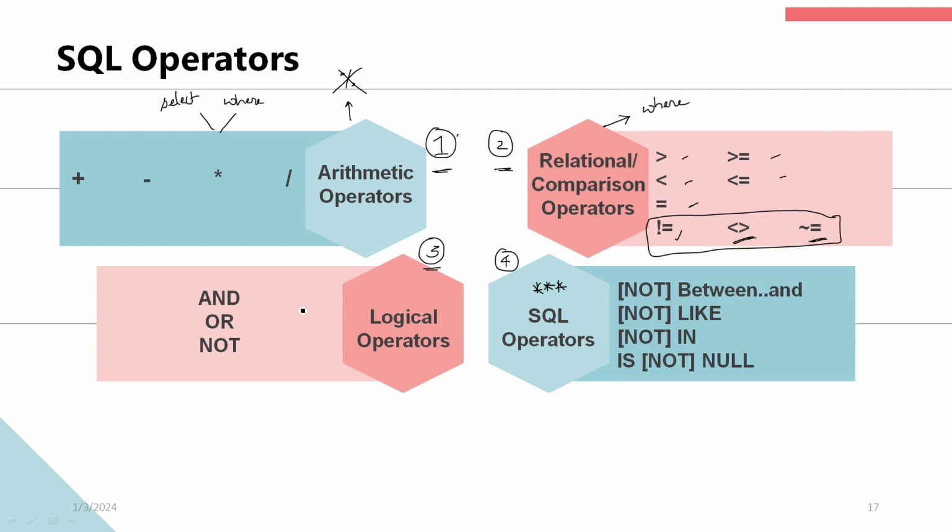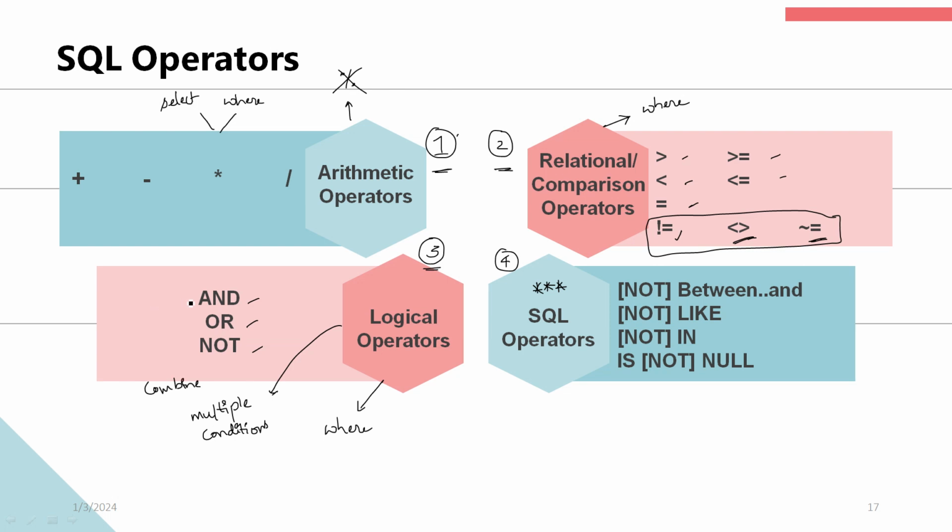Moving forward, the third type of operator is the logical operator. You can make use of a logical operator only in the where clause of a select statement. Just like relational or comparison operators, logical operators cannot be used in the select list. The operators available under logical operators are and, or, not. The basic purpose of these logical operators is to combine multiple conditions.